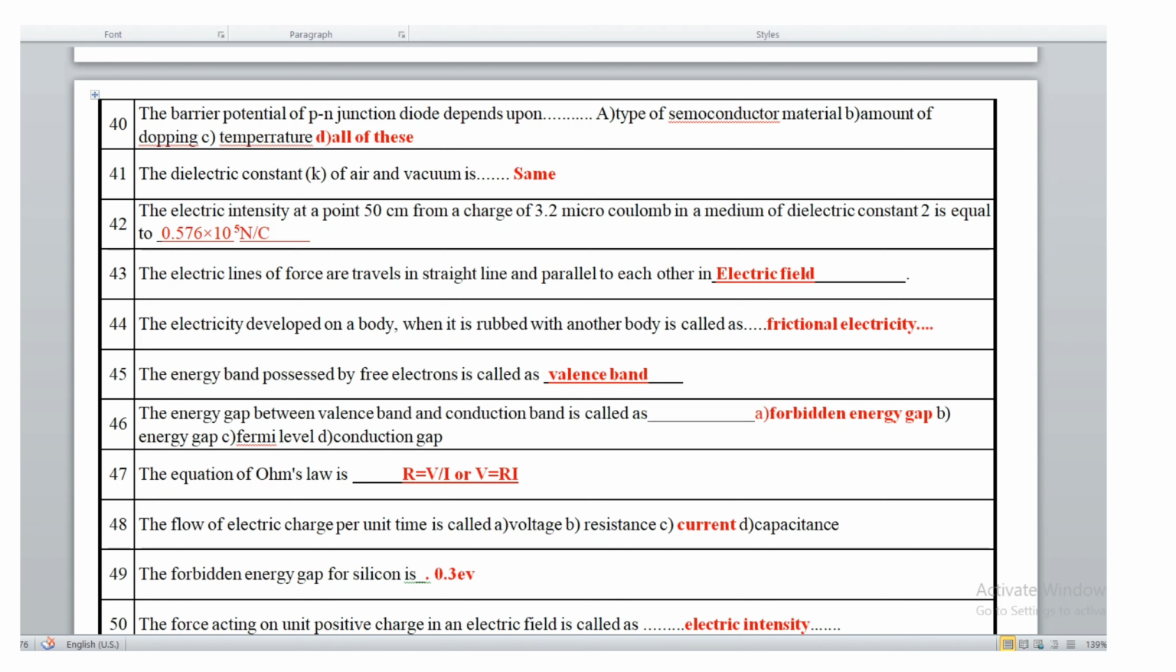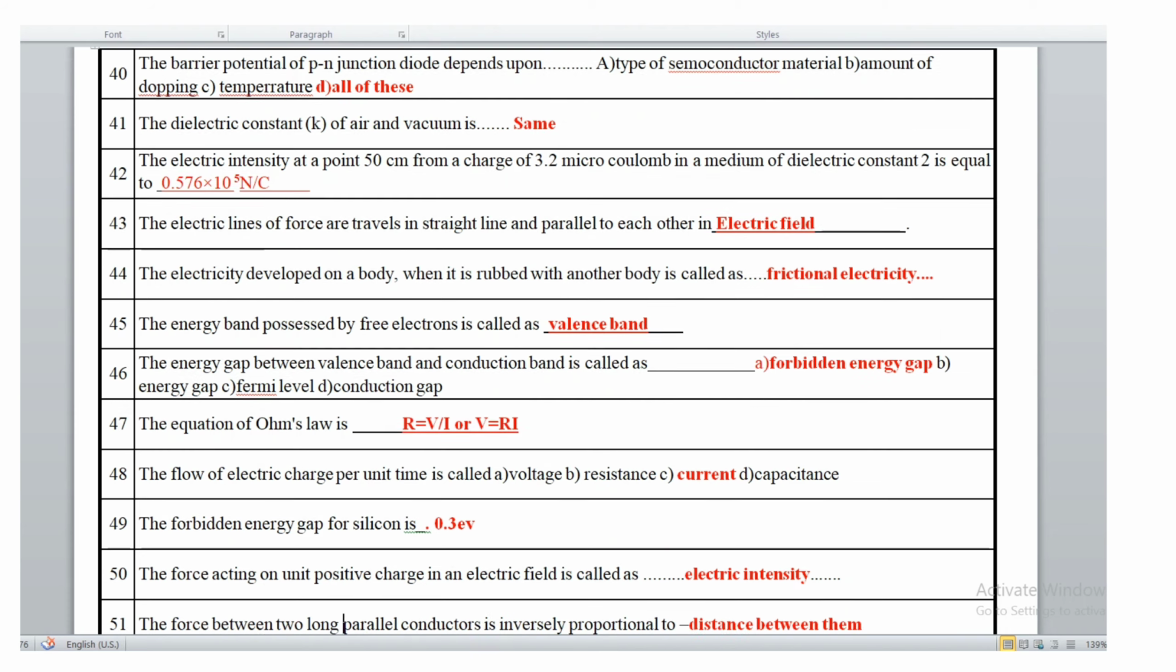The electric lines of force travel in a straight line and parallel to each other in a uniform electric field. The electricity developed on a body when it is rubbed with another body is called frictional electricity. The energy band possessed by free electrons is called the conduction band. The energy gap between valence band and conduction band is called forbidden energy gap. The equation of Ohm's law is R equals V upon I, or V equals IR. The flow of electric charge per unit time is called current. The forbidden energy gap of silicon is 1.1 electron volt.